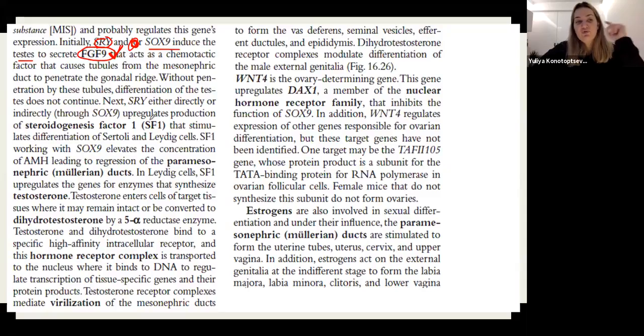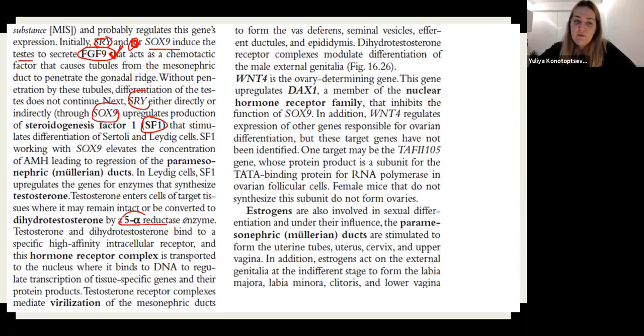Steroidogenic factor 1, sure, it stimulates differentiation of the Sertoli and Leydig cells. So basically, why would a surface epithelial cell become a Sertoli cell? SF1. Why would a mesenchymal cell become a Leydig cell? SF1. So just the differentiation is because of this factor, right? And you can see that also SRY and SOX9 are actively participating in that process.